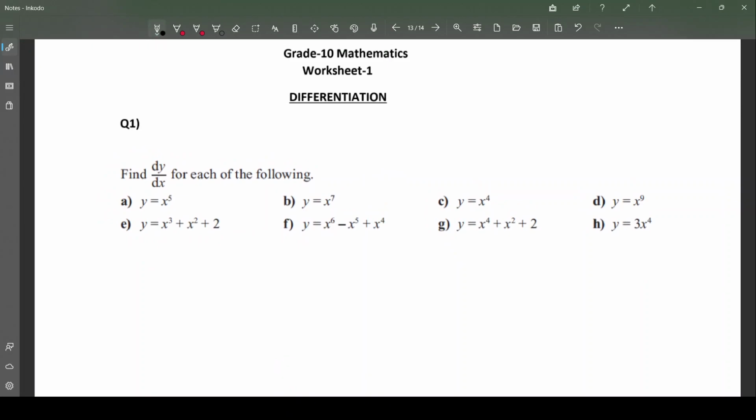Welcome back. So today we are going to start with a new topic, differentiation. Differentiation is a derivative of a function, and today in this worksheet we'll be seeing the power rule to differentiate the function.